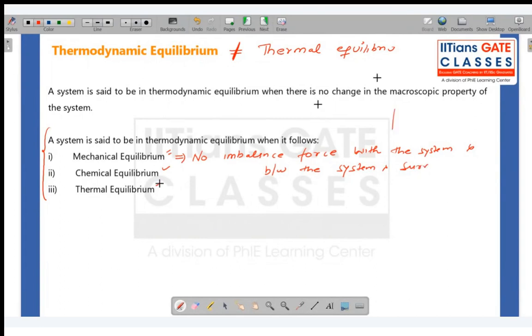So basically, if this is your system, what is the pressure outside in the surrounding? 1 atmosphere. So this should also be at 1 atmosphere, because for example, if it is at 2 atmosphere, there is an imbalanced force between system and surrounding. Inside pressure is higher, outside is lower.